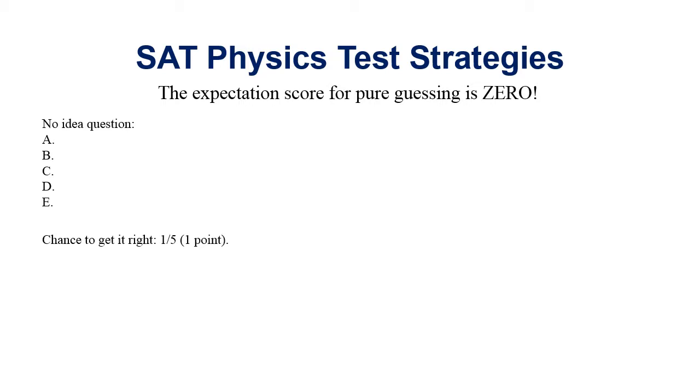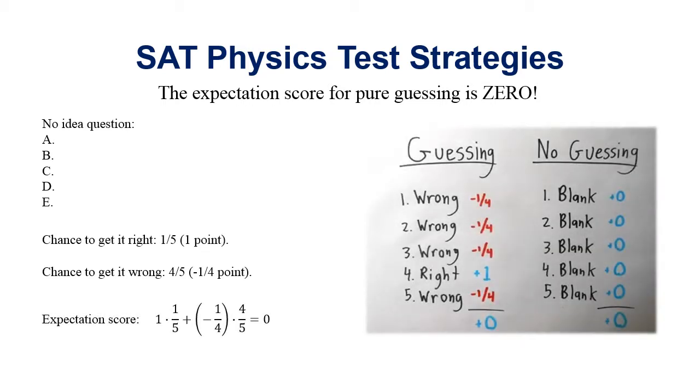On the other hand, there is a 4 out of 5 chance that you will answer incorrectly, in which case you will receive -1/4 of a point. Thus, overall, answering 5 questions by pure guessing, you should get 0. Similar arguments apply for 4 and 3 choice questions.